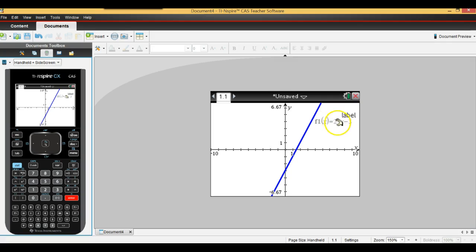It's in that gradient intercept form, isn't it? So we can see the y-intercept's minus 3, 1, 2, 3. We can see that there, and the gradient's 2. We'll go up 2 and across 1. That all looks pretty good.